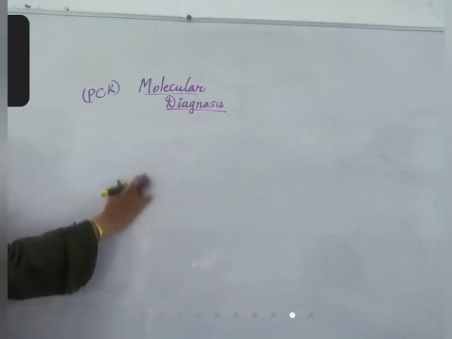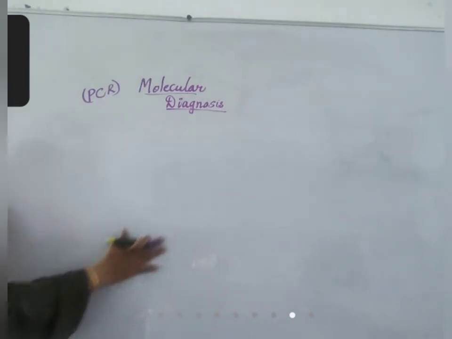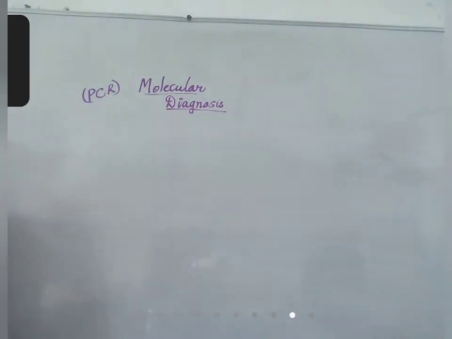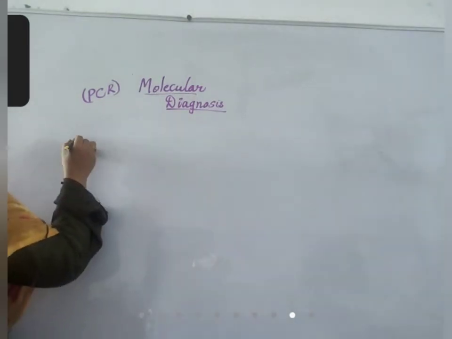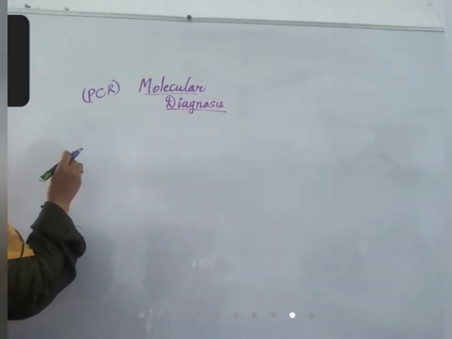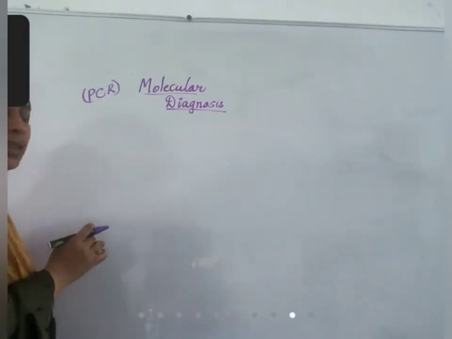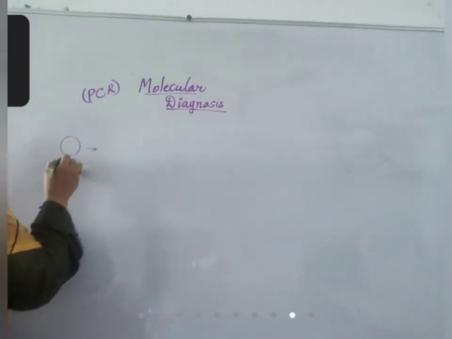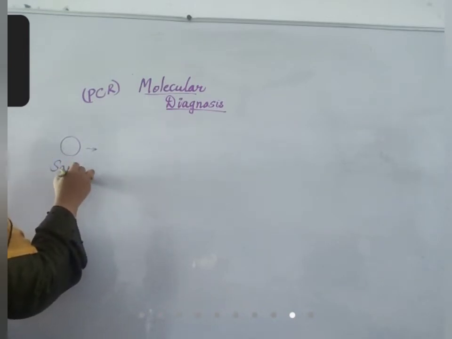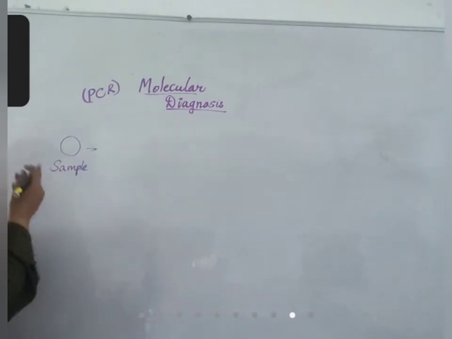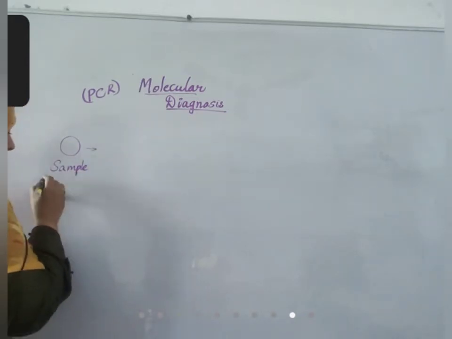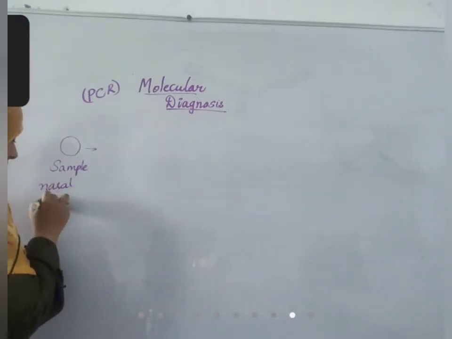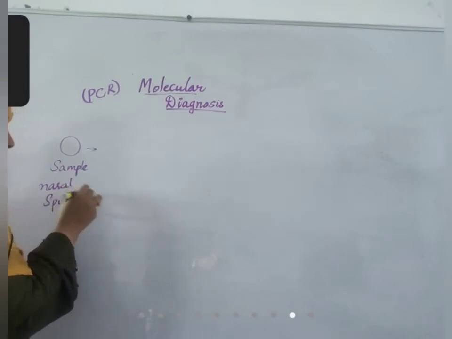Some blood is extracted from our body for testing. Sorry, nasal secretions are taken from the body for testing. That contains viruses. If it has viruses, then we have the disease. So that will be cloned. This is the sample. For coronavirus, what is the sample? Some sputum or mucus from the nose. This sample is taken.